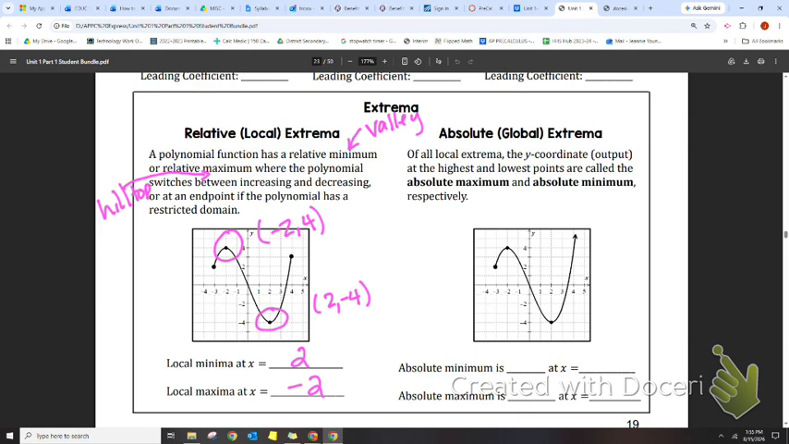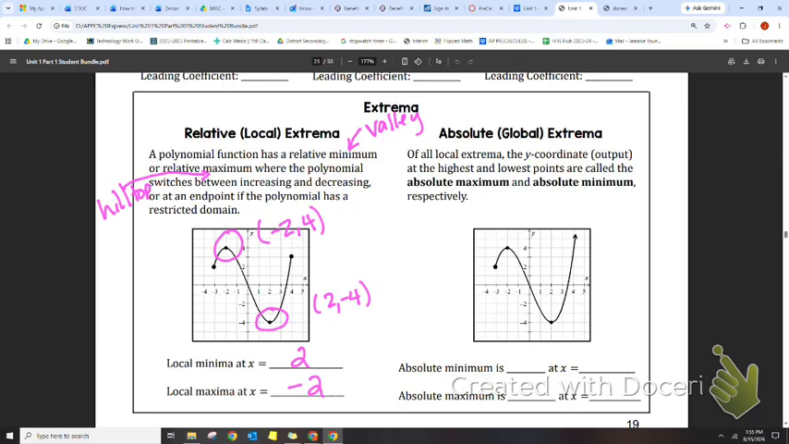All right, then they talk about absolute or global. When they're talking about absolute or global extrema, they want to know what global is, the big picture, right? Well, absolute, kind of same thing. I want to know what is the absolute maximum or minimum of that function. Not just a hilltop or valley, the very top point or the very bottom point, okay?